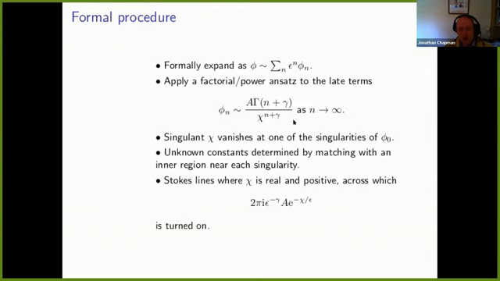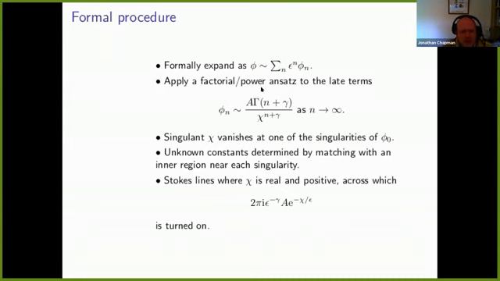I'm going to assume I get a factorial of a power divergence and see if I can work out what the power is, what the singulant chi is, and what the amplitude A is. I know the singularities of this function must be the same as the singularities of the leading order problem, because every problem after the first was linear, and the linear problem cannot introduce any new singularities. And so I know the singularities of phi n must be the same as the singularities of phi 0, and therefore this singulant chi must vanish at one of the singularities of phi 0.